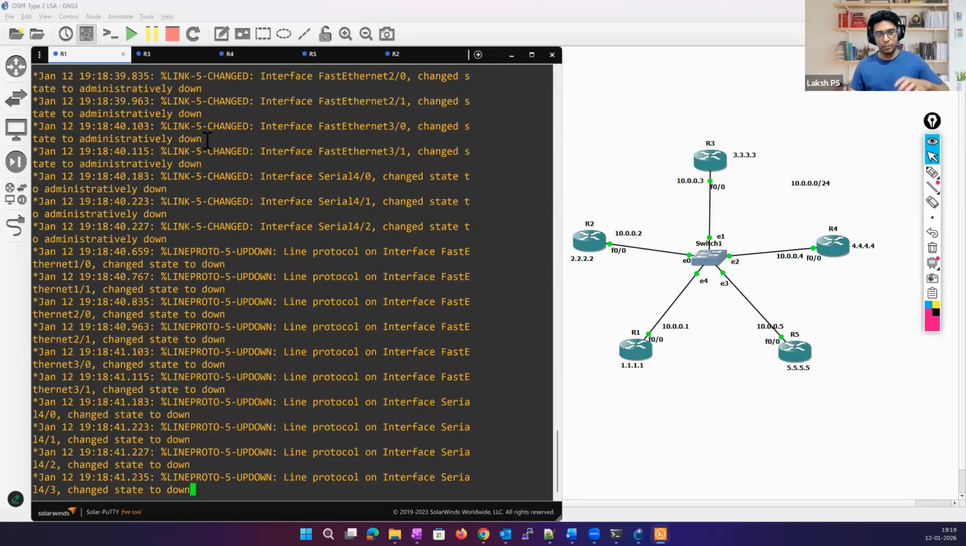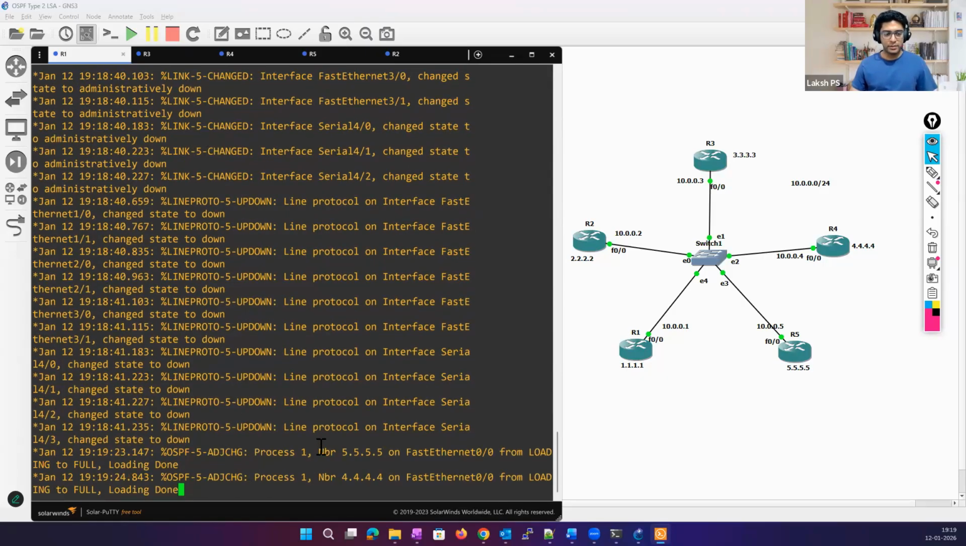So OSPF is running between all these routers. We will see that R5 will become the DR, and R5 will form full adjacency with all the routers. So let's give some time for the OSPF to come up.